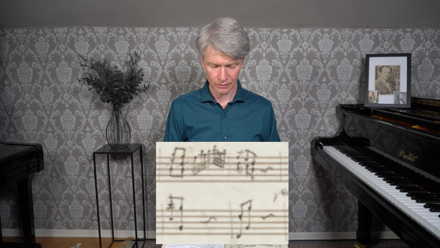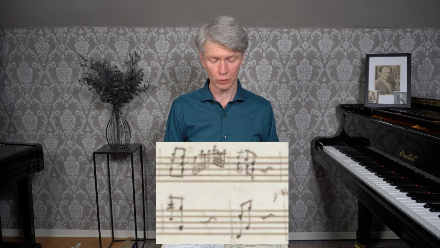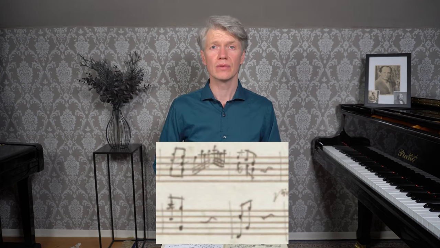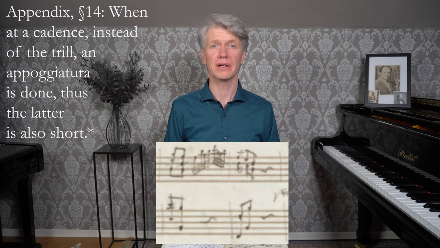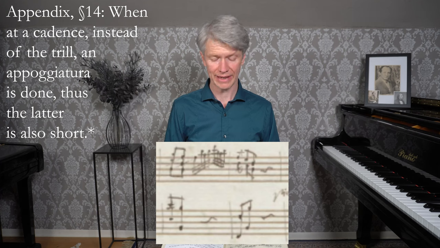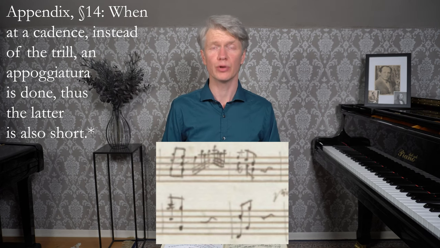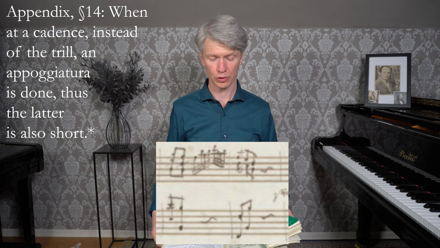So what we have here is a cadence. The chord of 5-1. And normally the trill would be over the E flat, if Mozart had included a trill. But instead of the trill, he has an appoggiatura. So according to Bach, that appoggiatura would as well be short.